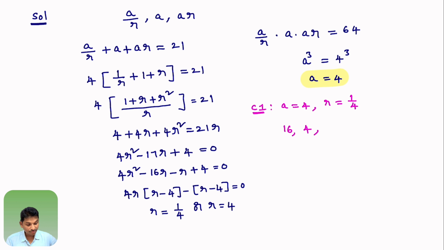AR is 4 into 1 by 4, that is 1. You can observe here, they are in geometric progression. Check it. 4 divided by 16. Common ratio you need to check. 1 divided by 4. See, 4 divided by 16 is nothing but 1 by 4. They are in geometric progression.